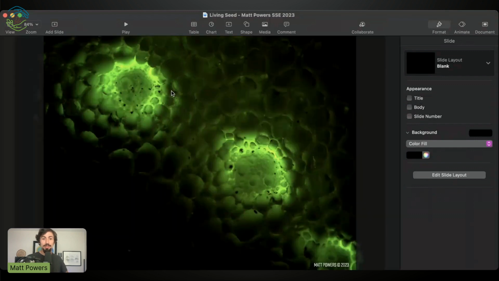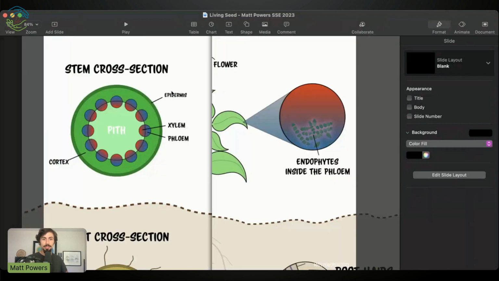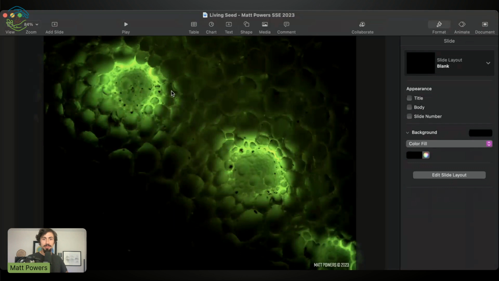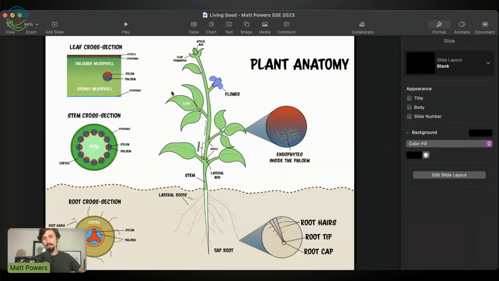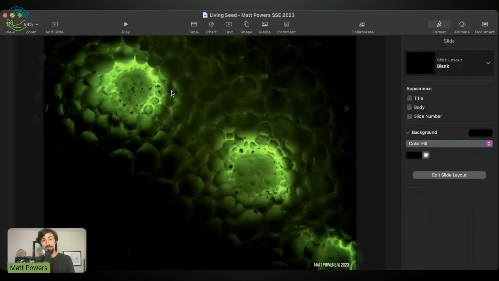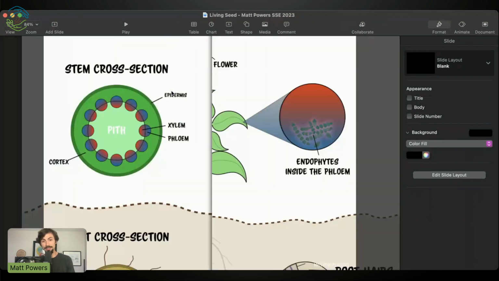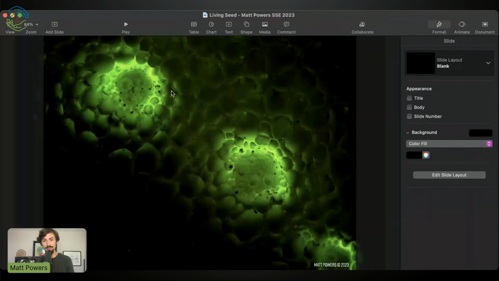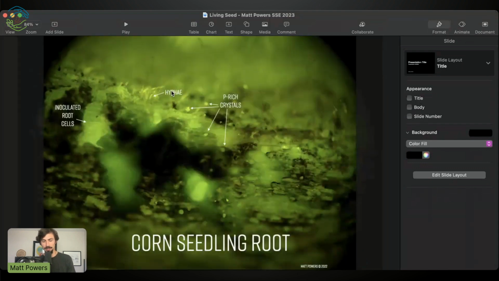So you can really see right here, this root cross section here, the endophytes are in the phloem. And you can really see it's on one side, right? Do you see how it's xylem and phloem? One side is the phloem, and you can see it. That's fungal inoculation. That's epifluorescence lighting. That's the work I do. And this is the corn seedling root, and you can see the inoculation rate. You can see the growth.